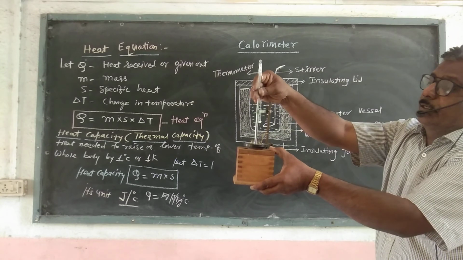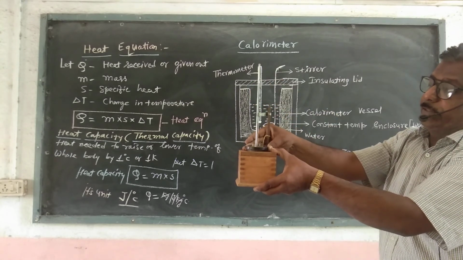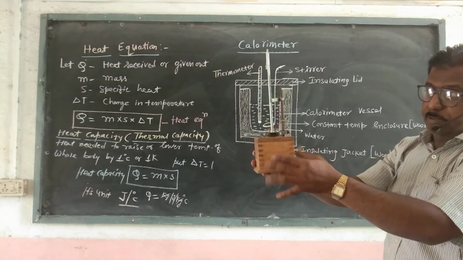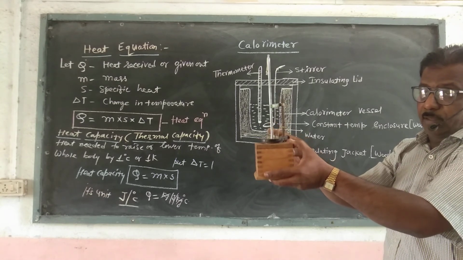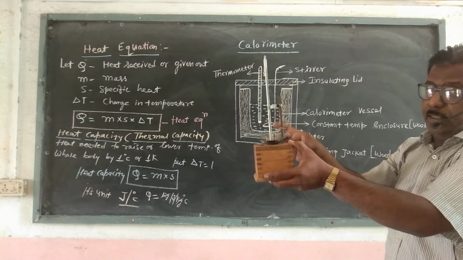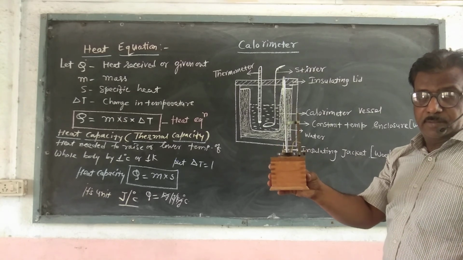Stirrer, thermometer, lid. This is the wooden box. In between the wooden box we have to keep the calorimeter.